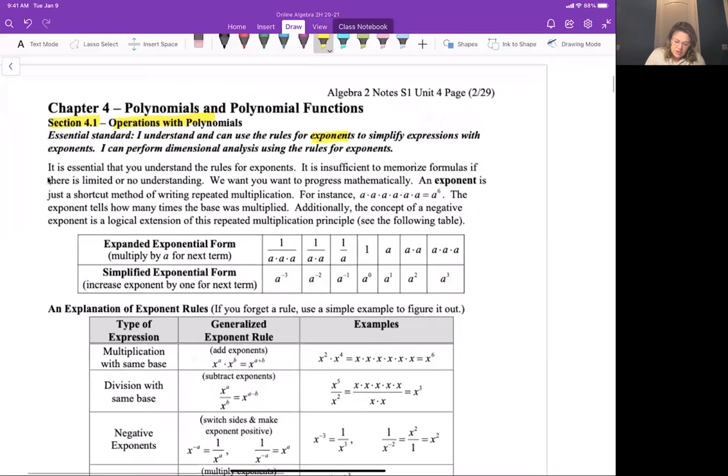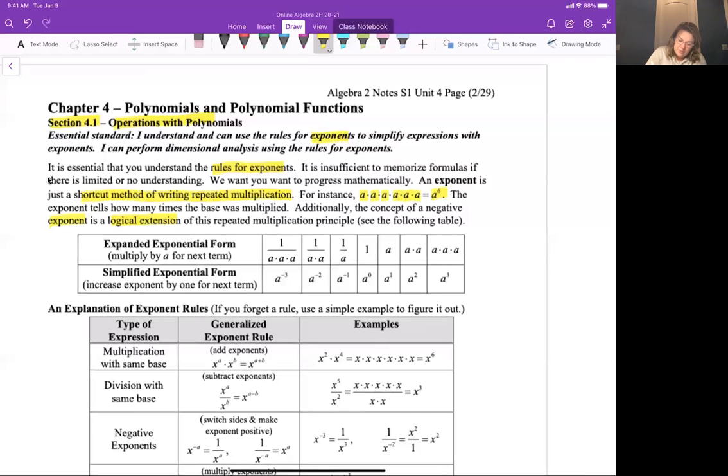It is essential that you understand the rules for exponents. It is insufficient to memorize the formula if there's limited or no understanding. An exponent is just a shortcut method of writing a repeated multiplication. For example, a times a, and so forth, 6 of them, can be summarized by a to the 6th. The exponent tells how many times the base was multiplied.